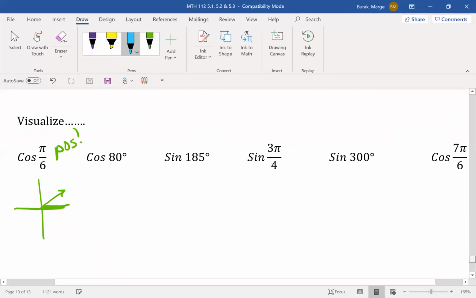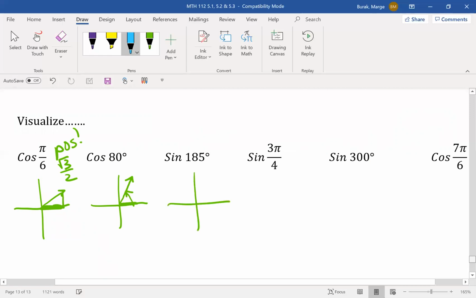And we actually know that one because it's on the unit circle, and that would be the cosine is positive radical 3 over 2. All right, let's look at 80 degrees. If I want to find the cosine, still in quadrant 1, 80 degrees is about here, and the cosine is going to be positive.